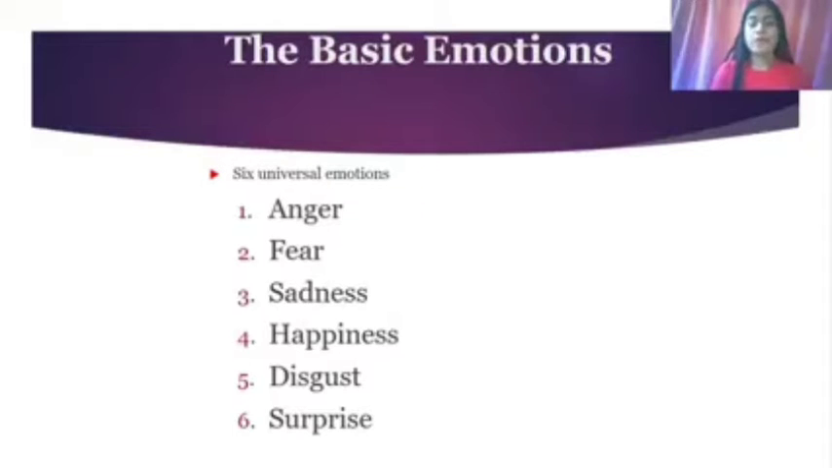The fifth one is disgust. Disgust is another of the original six basic emotions described by Ekman. Disgust can be displayed in a number of ways, including body language such as turning away from the object you disgust, physical reactions such as vomiting or retching, or facial expressions such as wrinkling the nose and curling the upper lip. And the last one is surprise.